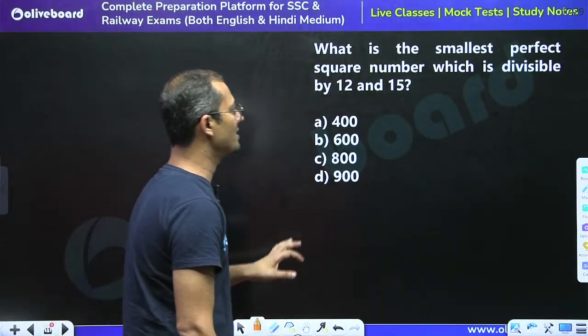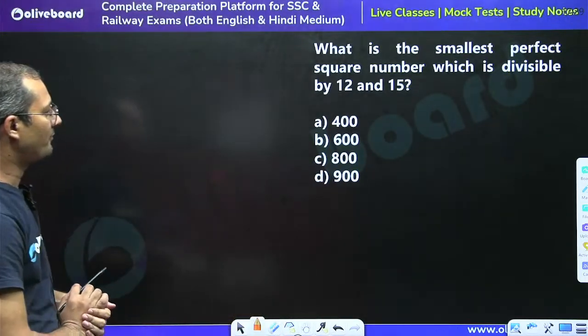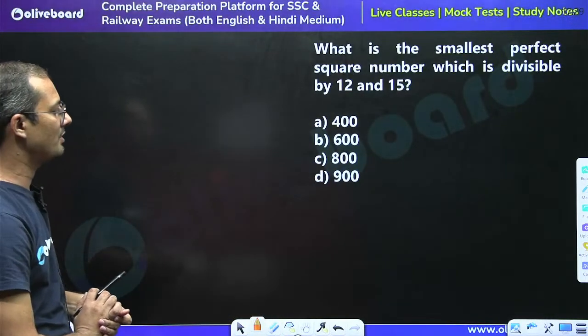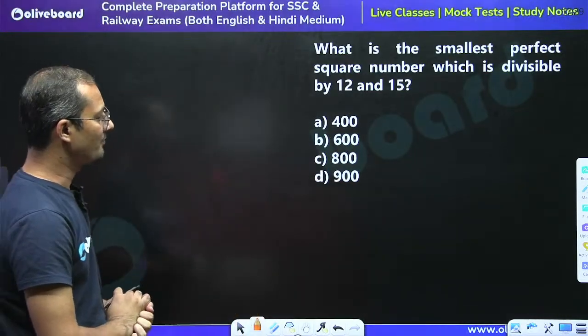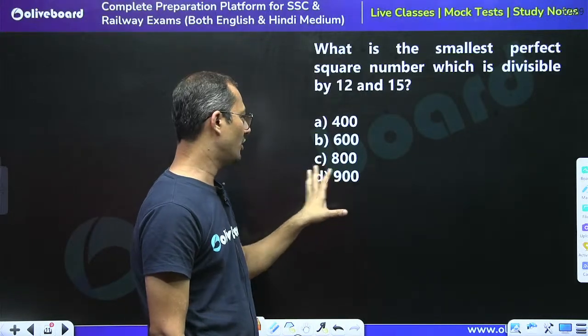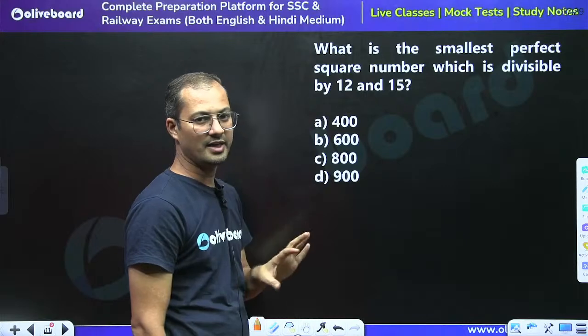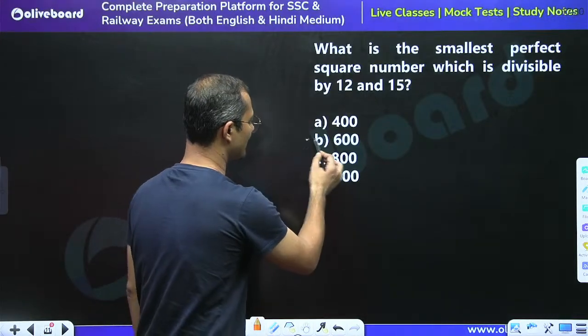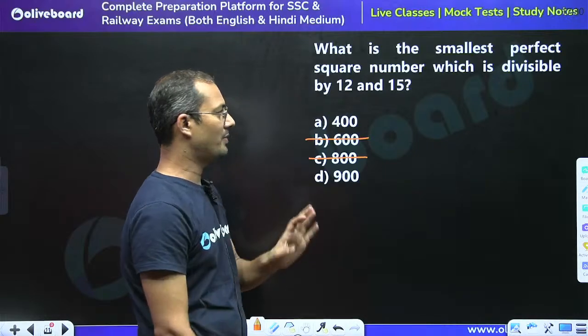Please tell me what is the answer for this question. What is the smallest perfect square number which is divisible by 12 and 15? We can do this question just by going by the options. The answer must be a perfect square. We know that 600 is not a perfect square and 800 is also not a perfect square.